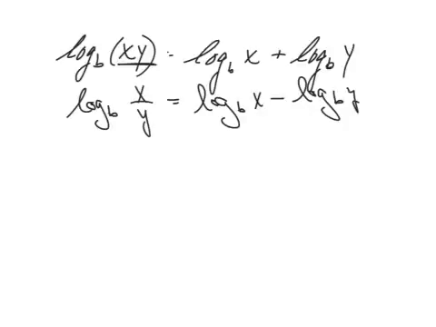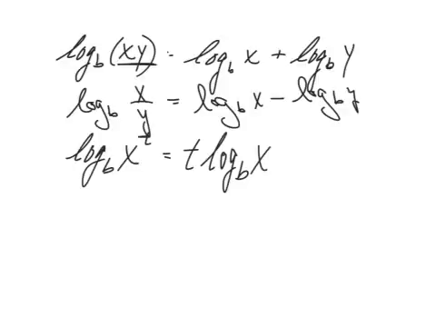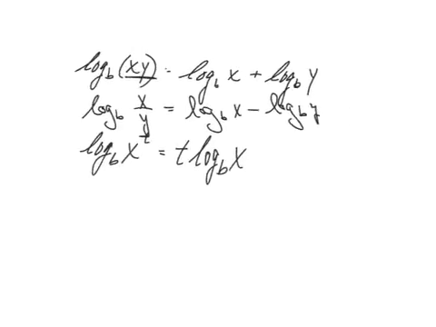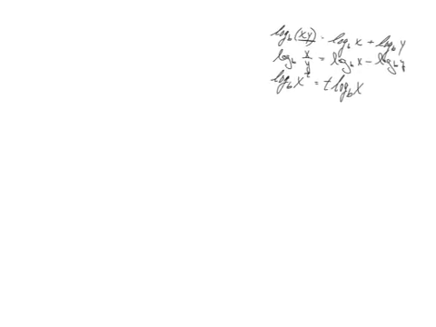Alright, the third one has to do with the power rule. Log base b of x to the, let's say, t power. That will be t log b of x. So notice all we did was took the exponent here and moved it to the front. Alright, so let's go ahead and make those smaller, put them over here so we can remember them. And let's just go ahead and see what we can come up with here.